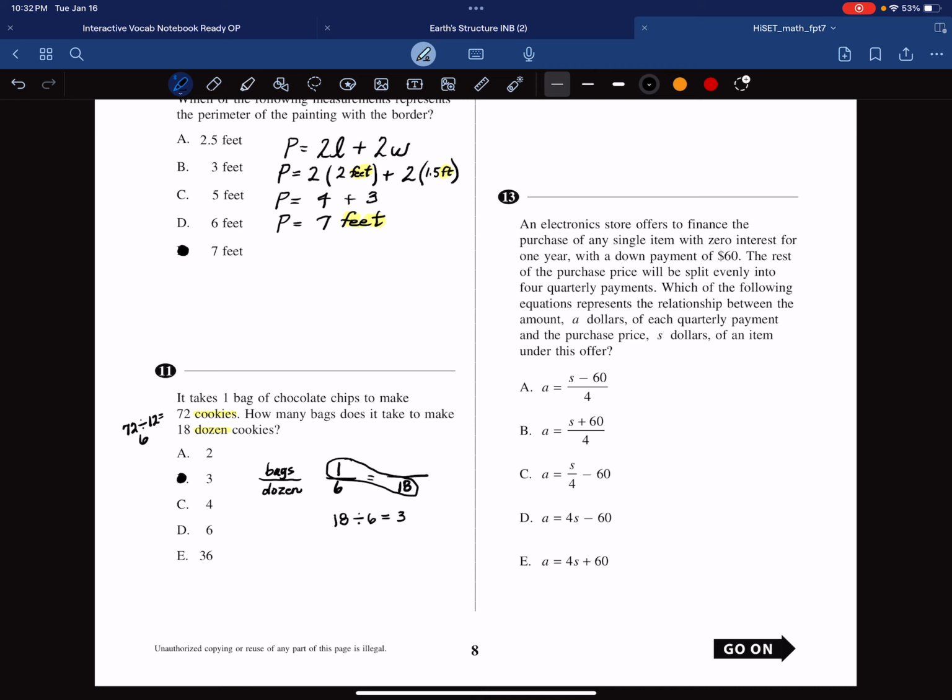Now, don't panic on this one. It looks very, very scary, but let's put it in terms that make sense. Here's the key. Let's go back through and highlight some keywords. We know if we go in and buy an item that we have to make a down payment of $60. The rest, that's the amount left over, will be split evenly into 4 payments.